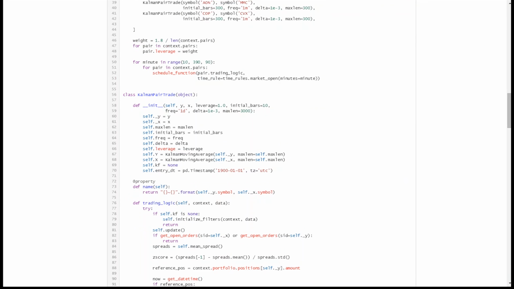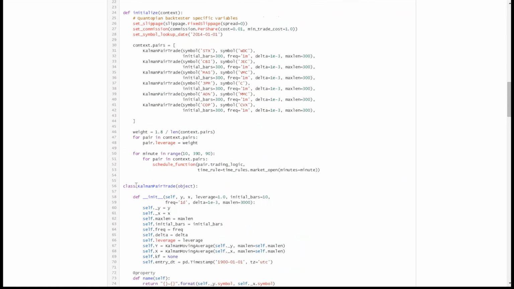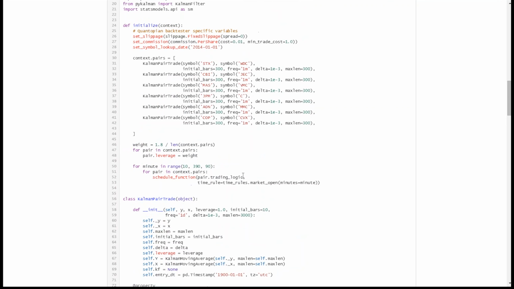But the general idea is he makes this class of common pair trade, and this common pair trade takes in the pair that you want to trade and some parameters for how the trade should work, basically how the model should behave. And so what you can do is you can just initialize one of these common pair trade classes for each of the pairs you want to trade. So you can just swap in and out your pairs here. You can change the model a little bit.